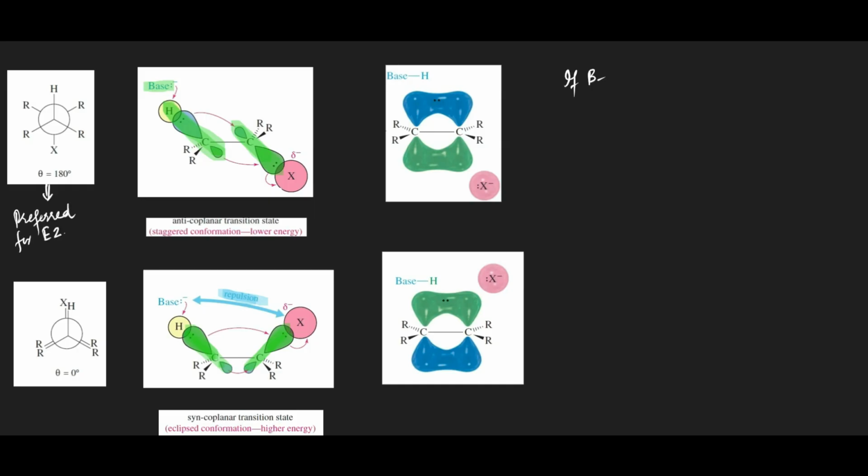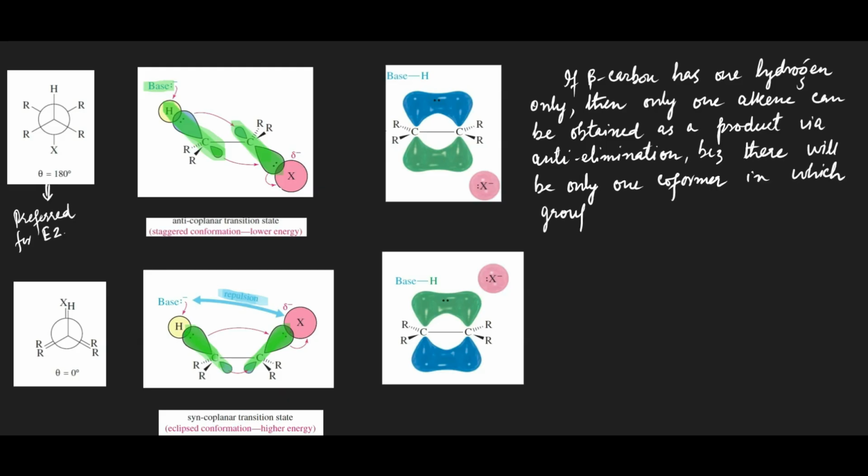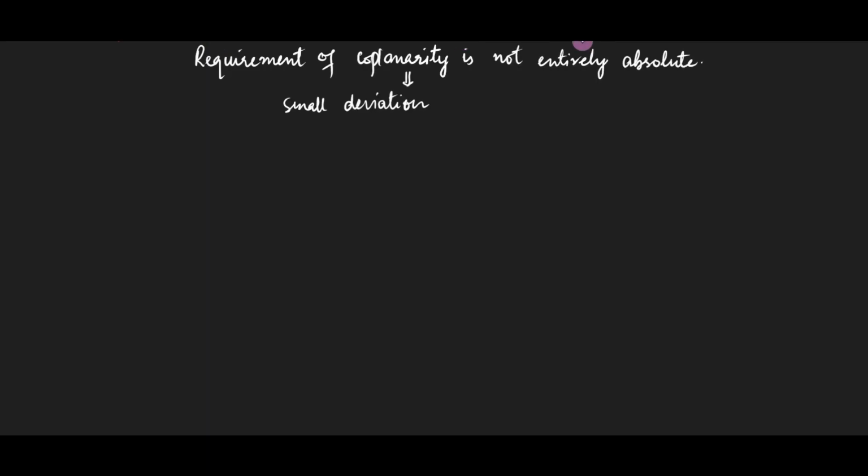Thus, if beta carbon has one hydrogen only, then only one alkene can be obtained as product via anti-elimination. This is because there will be only one conformation in which groups to be eliminated are anti. Thus the particular alkene isomer obtained as product depends on the structure of the reactant. This is the origin of stereospecificity in E2 elimination. Remember that this requirement of coplanarity is not entirely absolute. Small deviation from coplanarity can be tolerated.